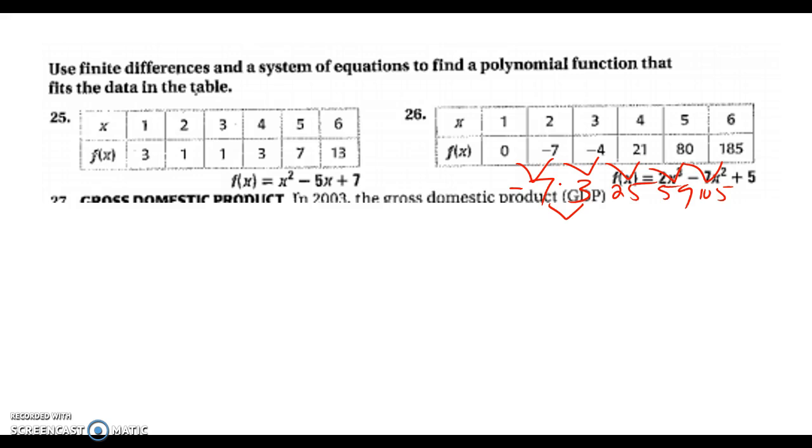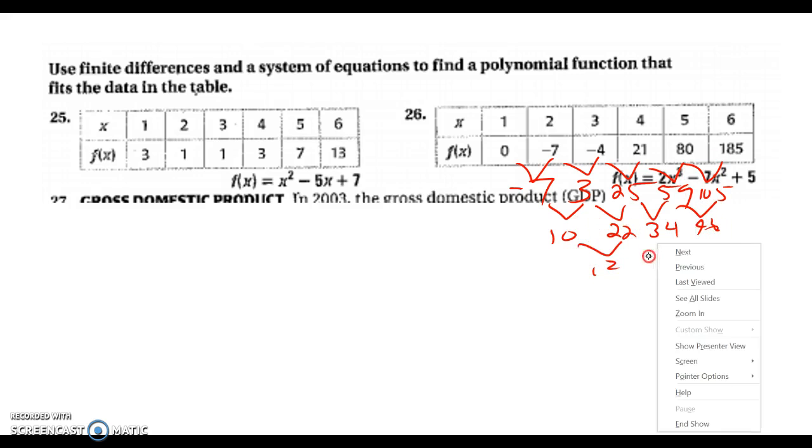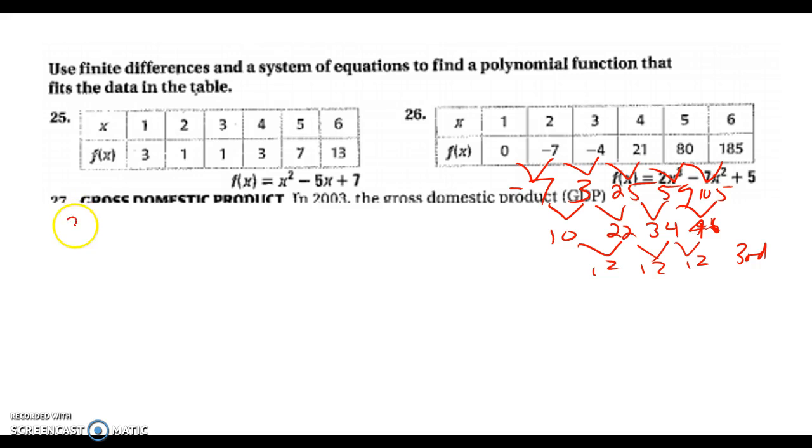All right, let's do this one. 3 minus a -7 is 10. 25 minus 3 is 22. 59 minus 25 is 34. And 105 minus 59 is 46. All right, that's 12. That's 12. That's 12. That should be a 46. All right, got third order differences.